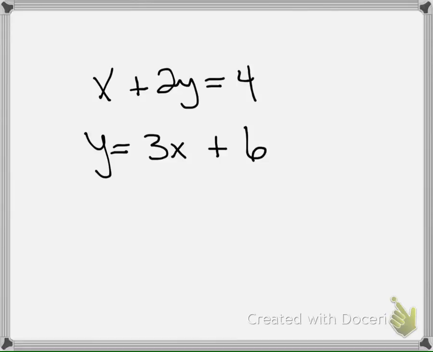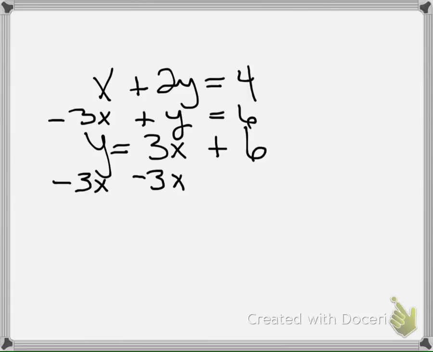So you can subtract 3x, and then you're done. Because it'd be x plus 2y equals 4, and then below it you'd have negative 3x plus y equals 6. See what we did, Sierra? So the new problem is x plus 2y equals 4 and negative 3x plus y equals 6, because we rearranged that bottom equation.